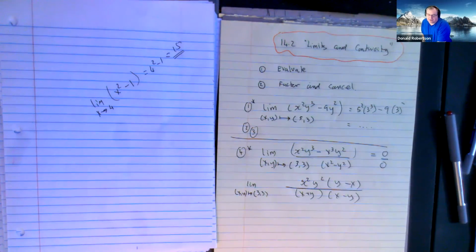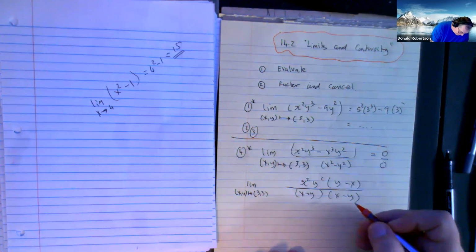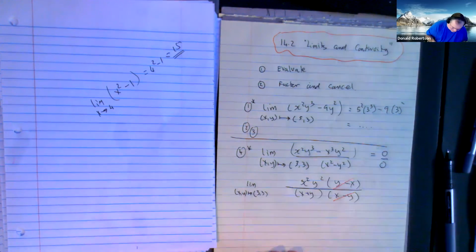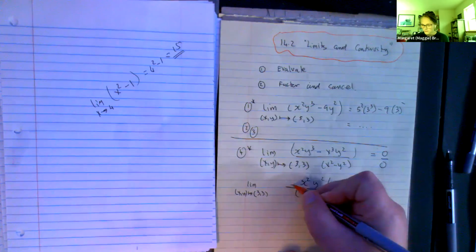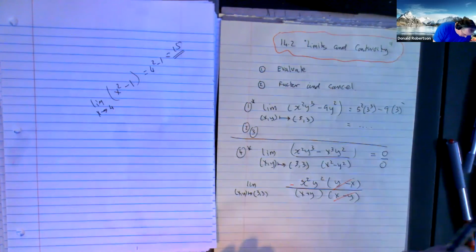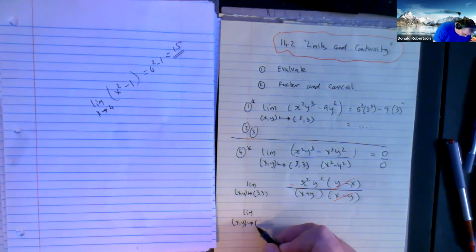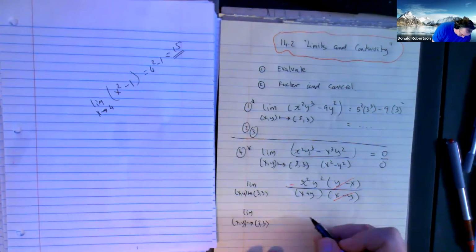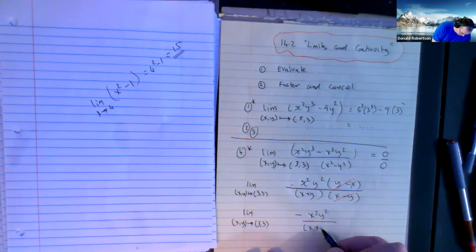So factor and cancel method, you factor and you should be able to cancel. And yes, you can. You might not think it, but think again. x minus y is allowed to cancel y minus x. What gets left behind? Negative 1. Yeah, negative 1. So our answer now becomes the limit as (x, y) tends to (3, 3) of negative x squared y squared over x plus y.